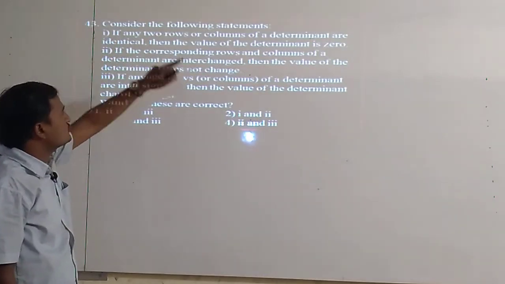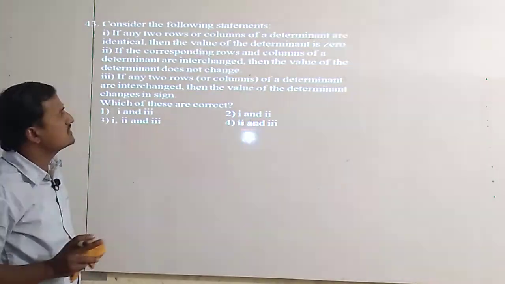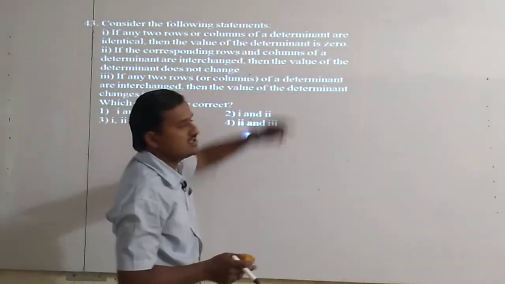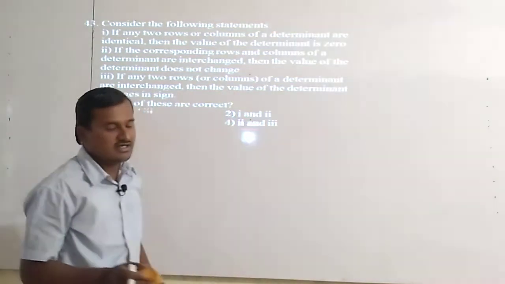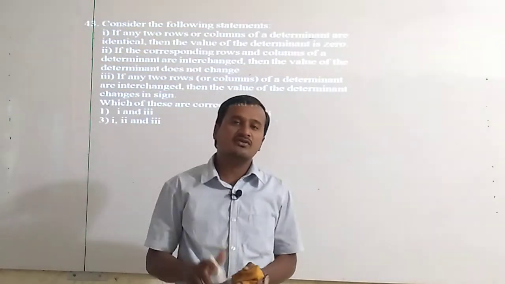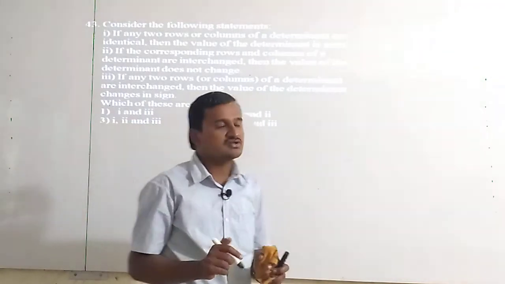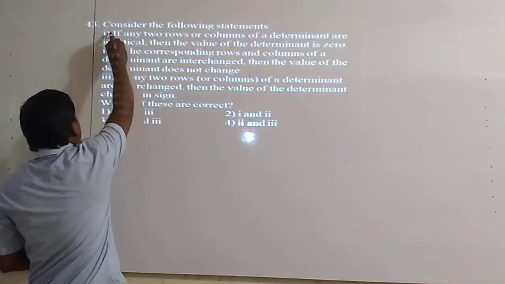If any two rows or columns of a determinant are identical, then the value of the determinant is 0, right? So it is a property of the determinant. In a determinant, if any two rows or columns are identical, then the value of the determinant is 0. So therefore the first one is also correct.